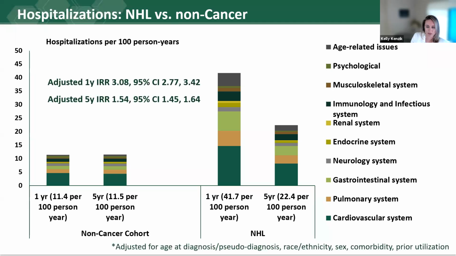The adjusted models show us that at 1 year, NHL patients had a rate of hospitalizations that was almost 3 times that of controls. And then at 5 years, the rate was almost 1.5 times that of controls.